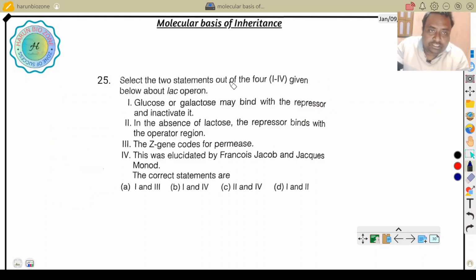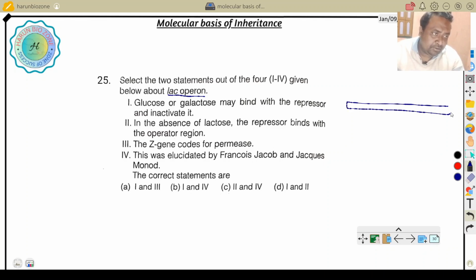Next, select the true statement out of the four given below about the lac operon. So what is the lac operon? In the lac operon, this is the DNA, where one is the repressor region, promoter region, operator region, and these are the structural genes Z, Y, A.